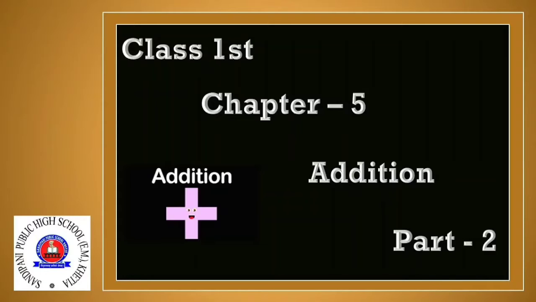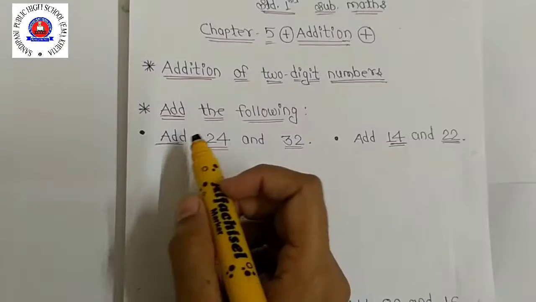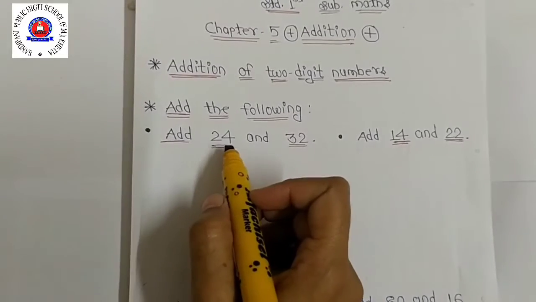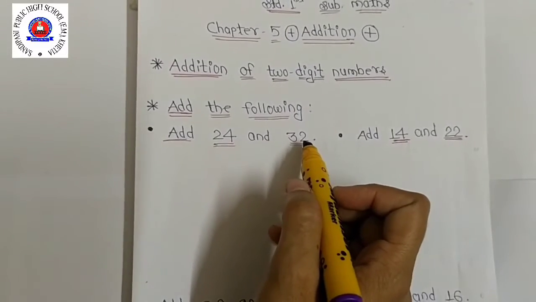So today we are going to study addition of two digit numbers. In the last session we studied the addition of single digit numbers. Now here is an example of addition. Add the following. Read this: 8, 24 and 32.